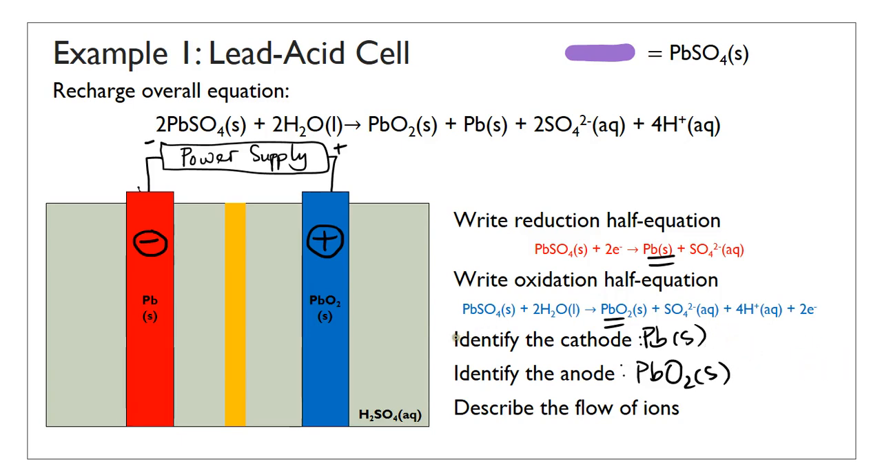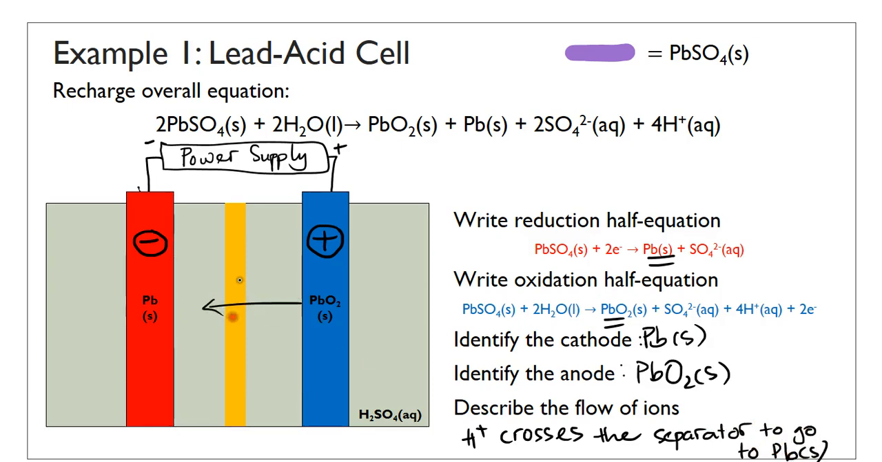The flow of ions. Once again, H plus will go to the cathode. H plus crosses the separator to go to the cathode, which is in this case the Pb. So it's going to go in the opposite direction compared to before. It's going to go like that.